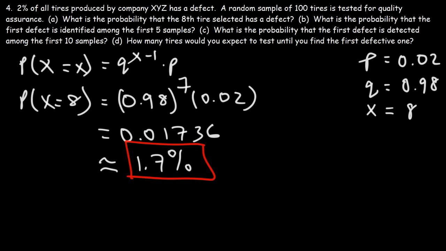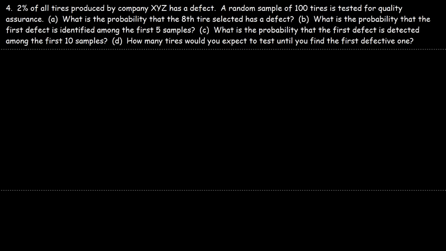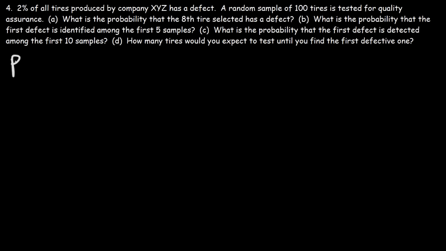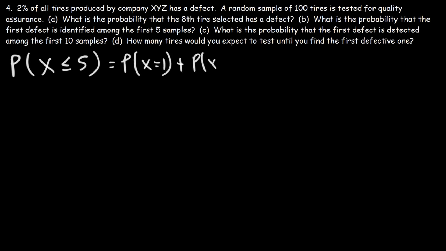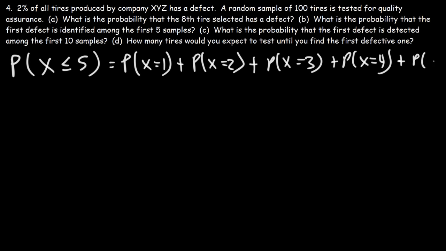Now, let's move on to part B. What is the probability that the first defect is identified among the first five samples? So how do we get that answer? So we need to calculate the probability where x is less than or equal to 5. So this is going to equal the probability where x is 1 plus when x is 2 all the way to when x is equal to 5. So we need to add up the individual probabilities to get this answer.